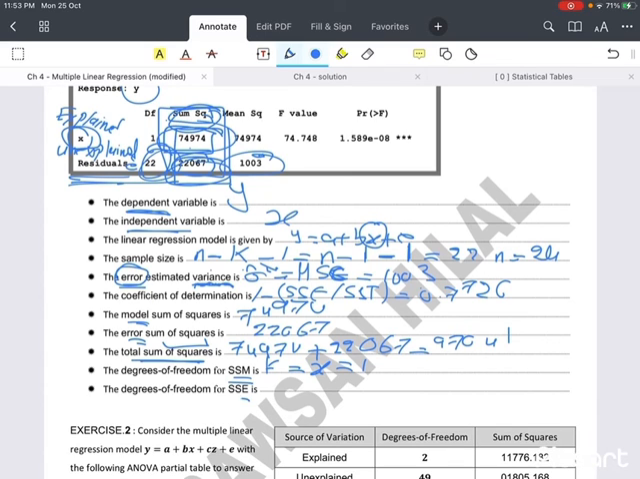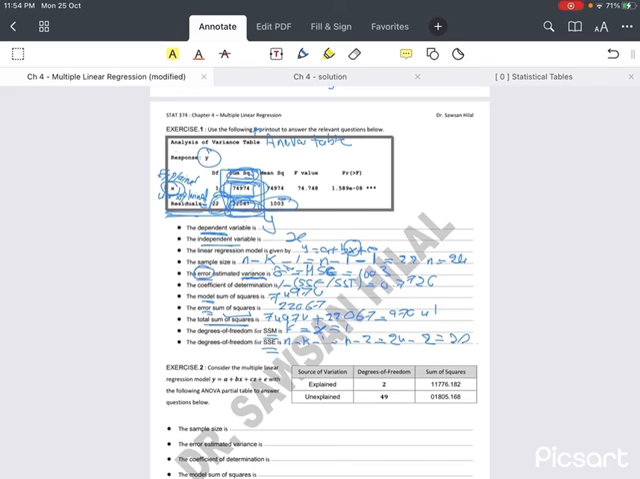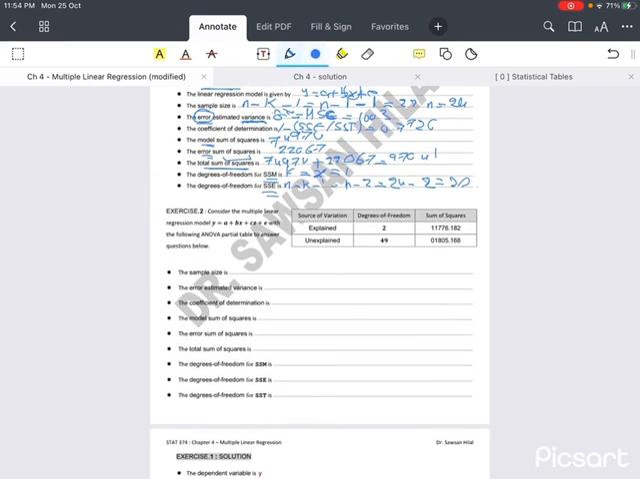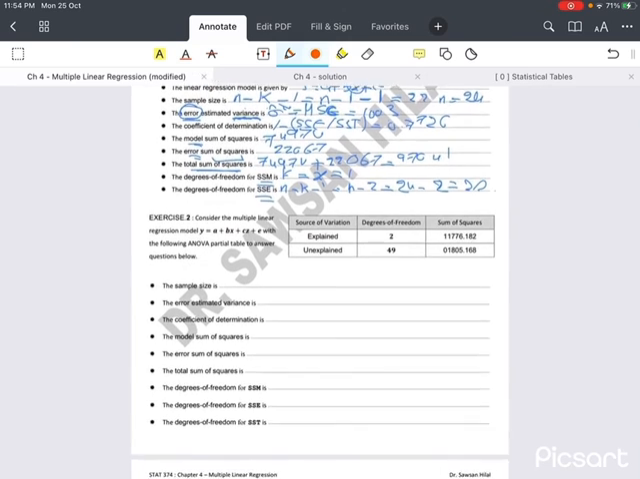The degree of freedom for sum square error is N minus K minus 1. So we have N minus 2. So you will have 24 minus 2, it will be 22. Okay? Yes. This is the exercise. You can go and find something else with a new exercise.